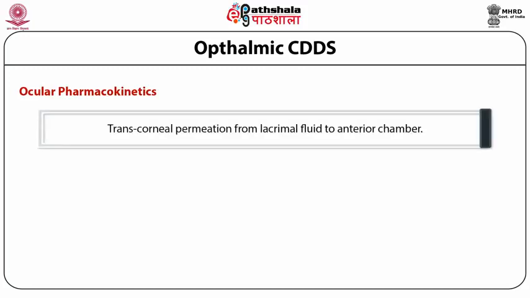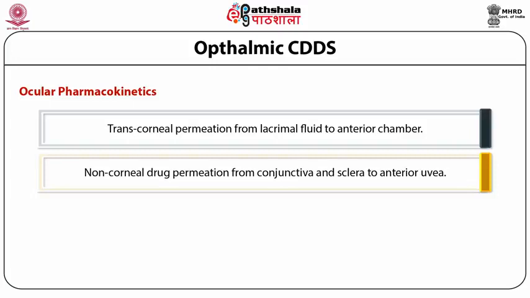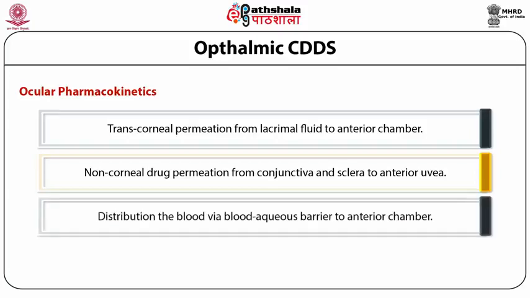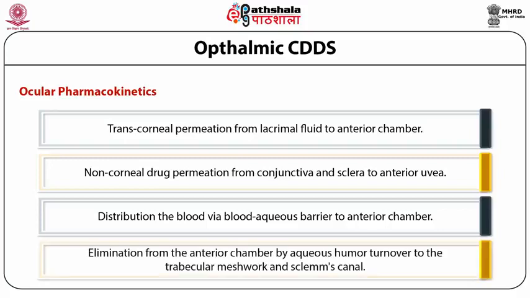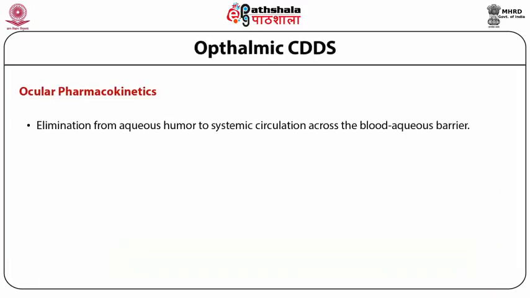The transcorneal permeation from the lacrimal fluid to the anterior chamber is to be assessed. Non-corneal drug permeation from the conjunctiva and sclera to the anterior uvea. Distribution of the drug via the blood aqueous barrier to the anterior chamber. Elimination from the anterior chamber by the aqueous humor. Turnover to the trabecular meshwork and the Schlemm's canal. Then elimination of the drug from the aqueous humor to the systemic circulation across the blood aqueous barrier.